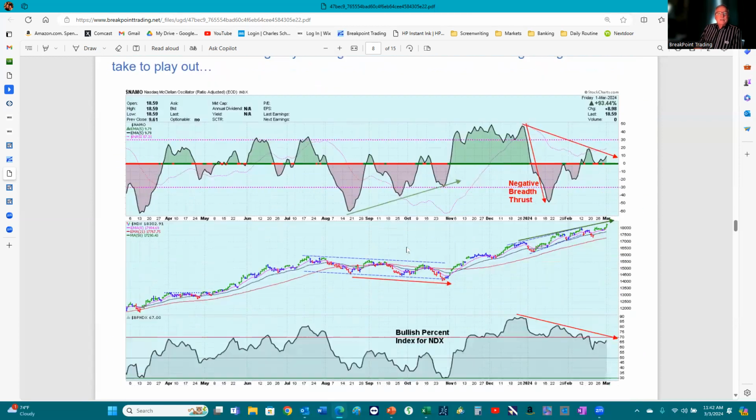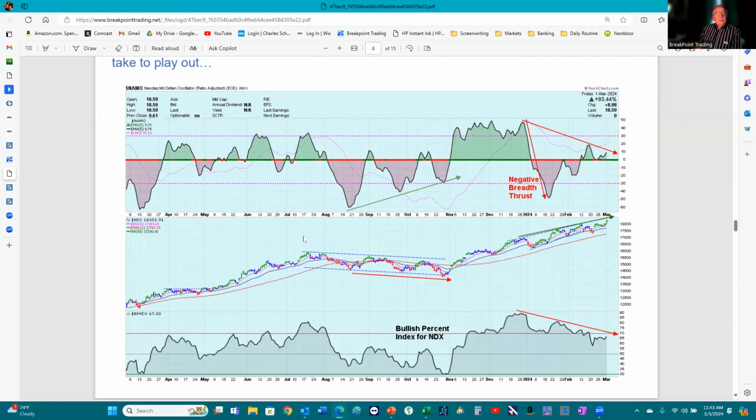They're really important. This is the McClellan oscillator, which tracks the advance-decline lines. And you can see as the market has gone higher, the advancers are fewer and fewer. You would think if the market's going higher, there would be more advancers, but in reality, there are actually fewer advancers. Same thing with the bullish percent index. Again, that is a negative divergence.